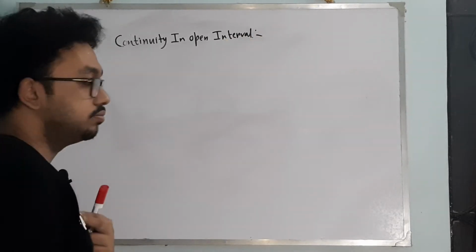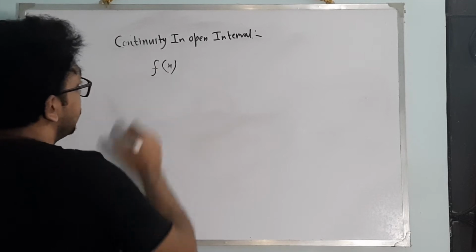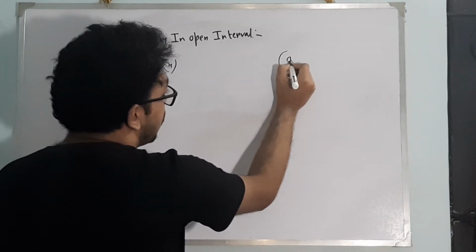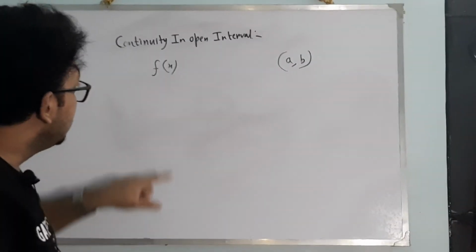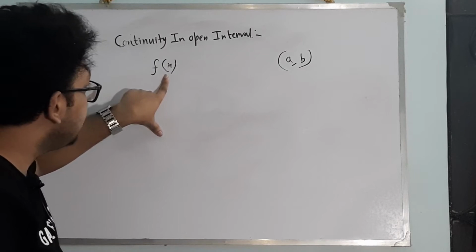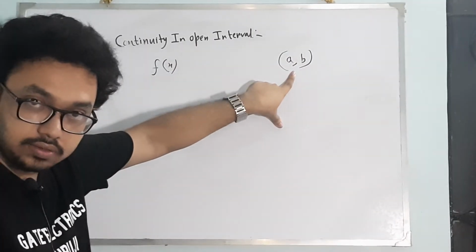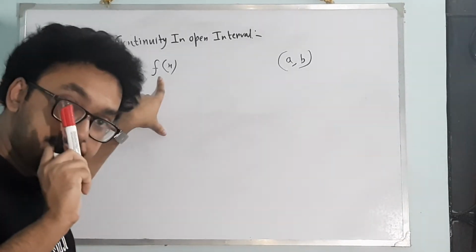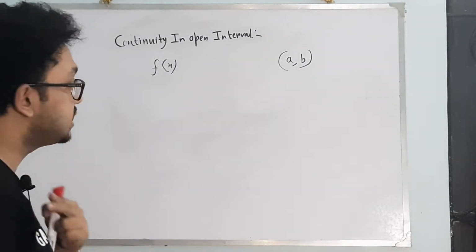Be attentive. Suppose we have a function f of x, and suppose we have an open interval a comma b, open interval. The function f(x) is said to be continuous in the open interval a comma b if the function f(x) is continuous at every point belonging to the open interval a to b. So what did I say?